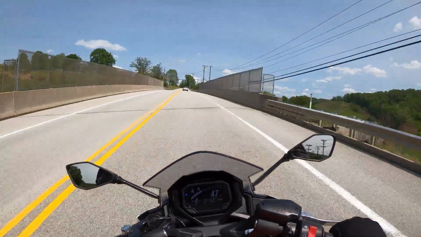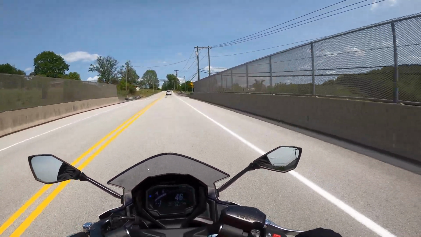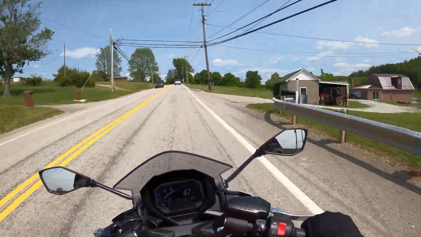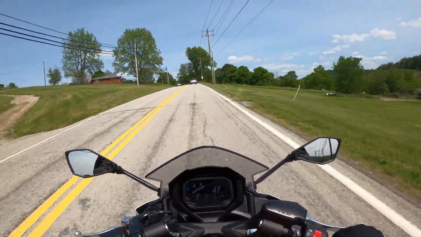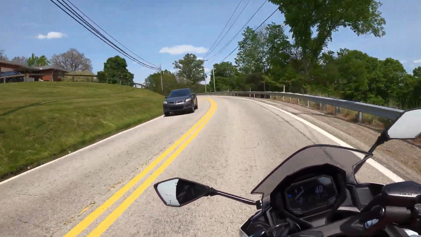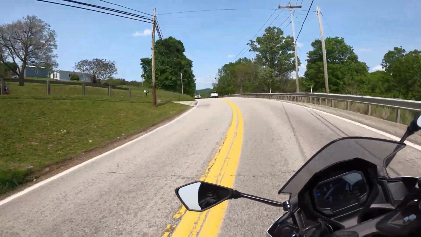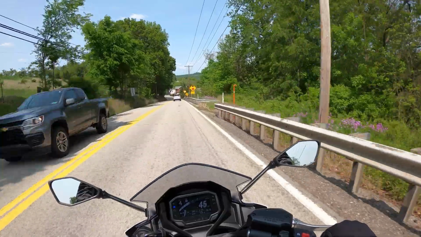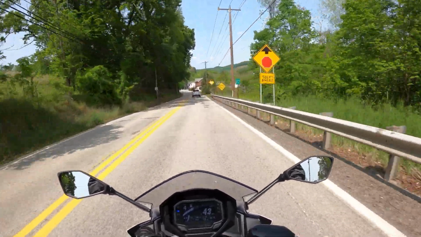Actually, what I need to do is I don't need to get a better seat, I just need to get another cushion or something, because with how much I ride, it does kind of bother me a little bit.